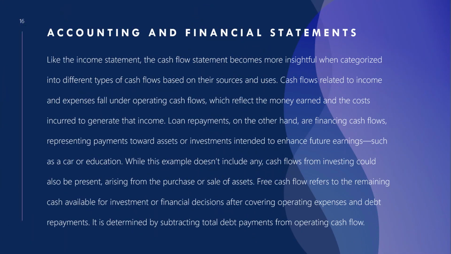Like the income statement, the cash flow statement becomes more insightful when categorized into different types of cash flows based on their sources and uses. Cash flows related to income and expenses fall under operating cash flows, which reflect the money earned and the costs incurred to generate that income. Loan repayments, on the other hand, are financing cash flows, representing payments toward assets or investments intended to enhance future earnings, such as a car or education.